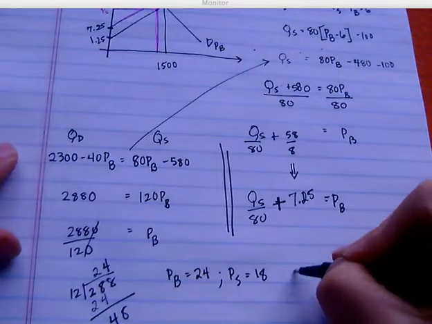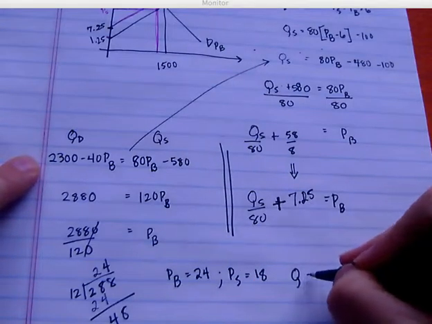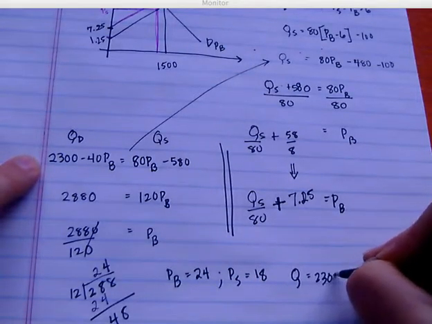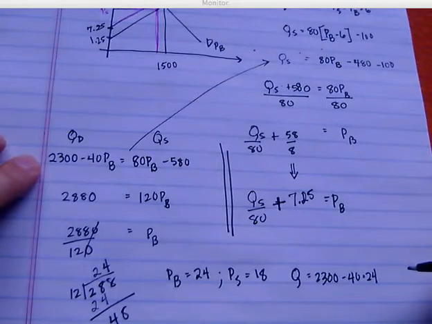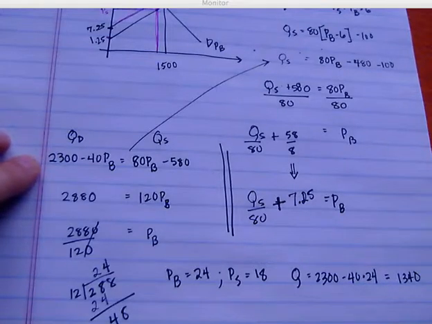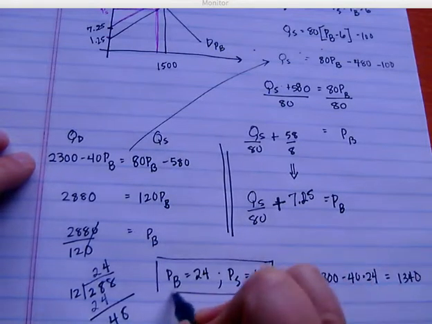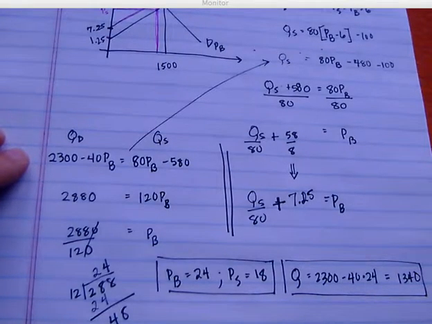And then for the quantity, we can stick either one of these back in. Let's just stick 24 back in here. So the quantity is 2,300 minus 40 times 24. If you multiply that out, that's going to give you a quantity of 1,340. So now we have, under our tax, our new prices, there are two prices, and our new quantity. All right, that was a lot of work. We're almost at the end, but not quite there. We've got a couple more questions that we need to answer.